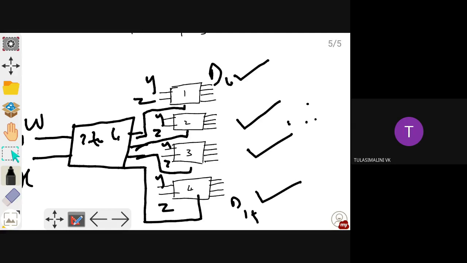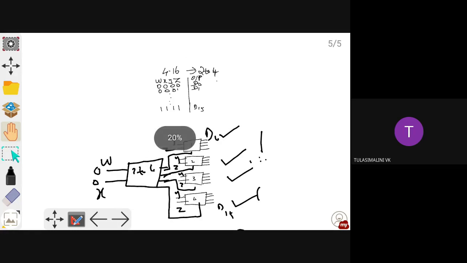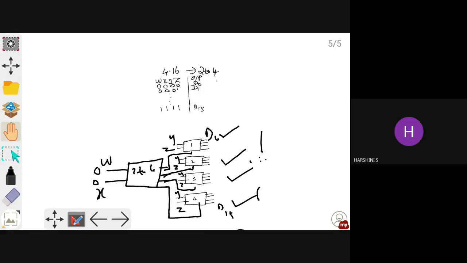So in WXYZ, WX is used to enable the decoder and YZ is given as input to the 2 to 4 decoders. So is this diagram clear? Is this concept clear or not? Yes, ma'am. So the last design is, you can be asked in any combination like this.